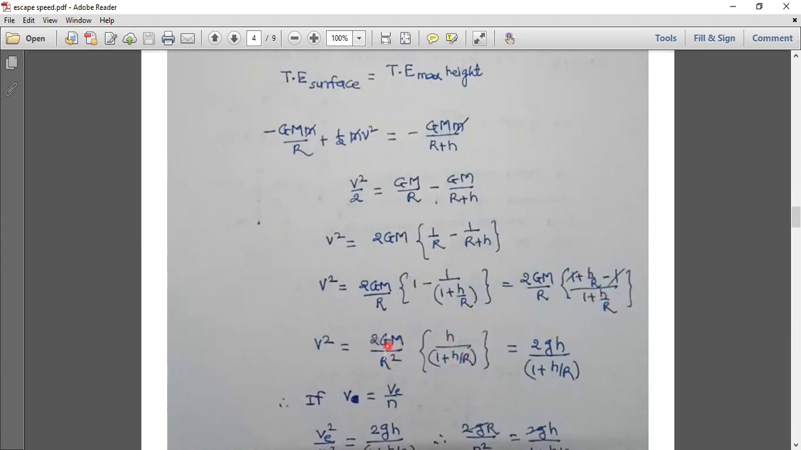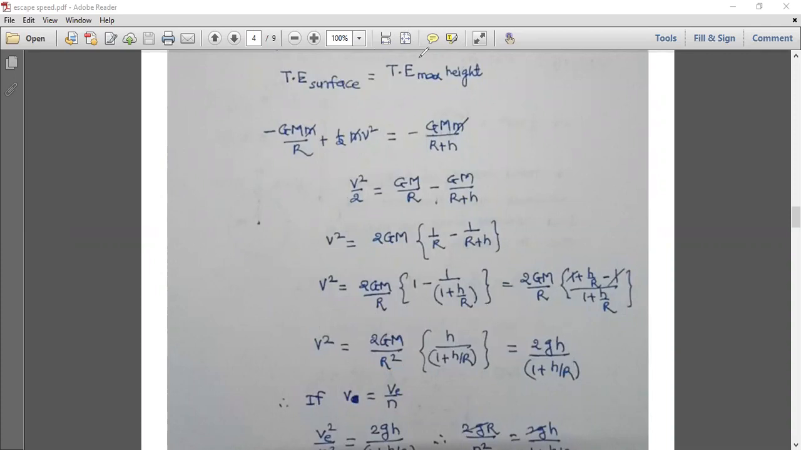Now this 2GM by R square, here this part GM by R square is nothing but gravity, and that's why I have replaced it with small g. So 2g, this is h by 1 plus h by R. Okay, this is what our v square is.